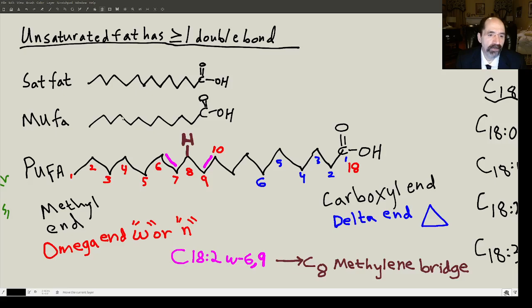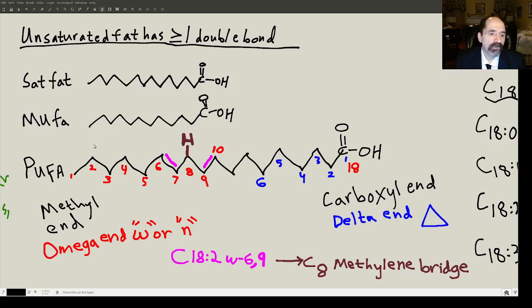Actually, I forgot to draw the double bond in there. There should be a double bond, like where I'm moving the mouse. I hope the mouse is in the right spot. There should be a double bond in there. The classic MUFA is olive oil, oleic acid, okay? So it has one double bond, and that means it's intermediate between sat fat and a PUFA.